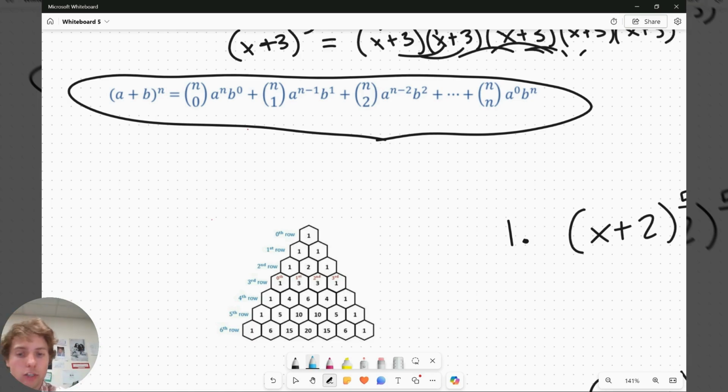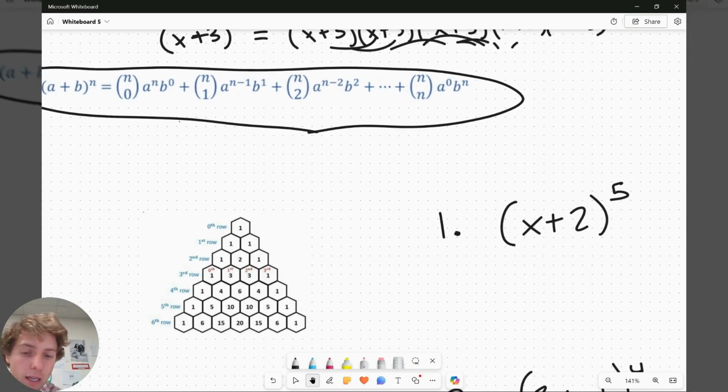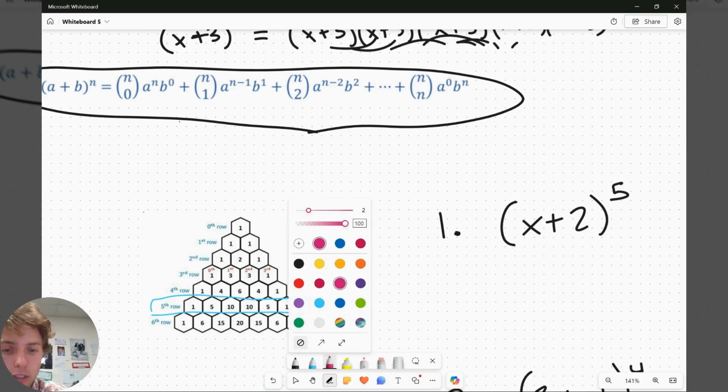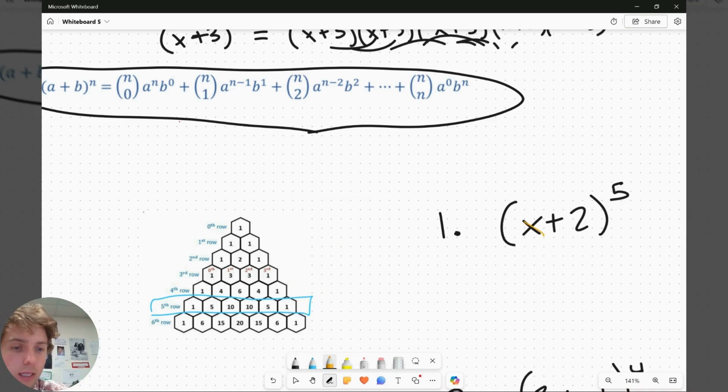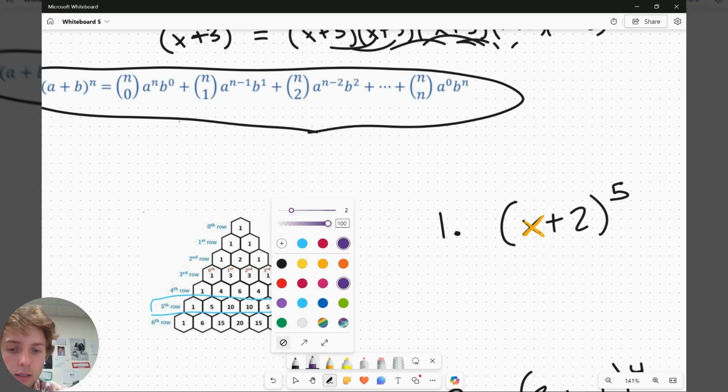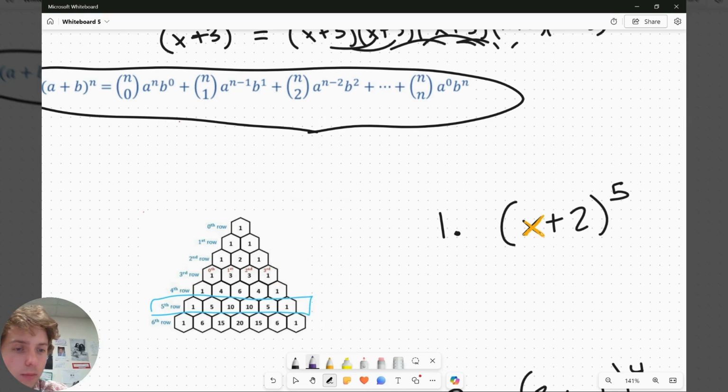The way you determine which row to use is the degree on your polynomial. For example, if I have x plus 2 to the 5th, I would use this 5th row as I am creating my expression. Let's look at how this works. So when you go through it, let's talk about our first term and our second term. Our first term in this case is the x. The second term in this case is the 2.